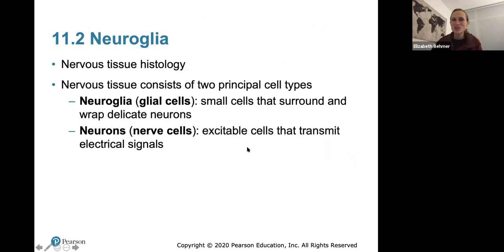So then we'll get into neuroglia, which describes nervous tissue histology. Basically, we're just going to look at the cells of the nervous system now. You should know the general cells of the nervous system, and the nice thing is it's pretty simple. There's neuroglia, which are glial cells. These are just the cells that support and surround the neurons, which are the actual nerve cells that are excitable. They transmit electrical signals and communicate those signals between each other.